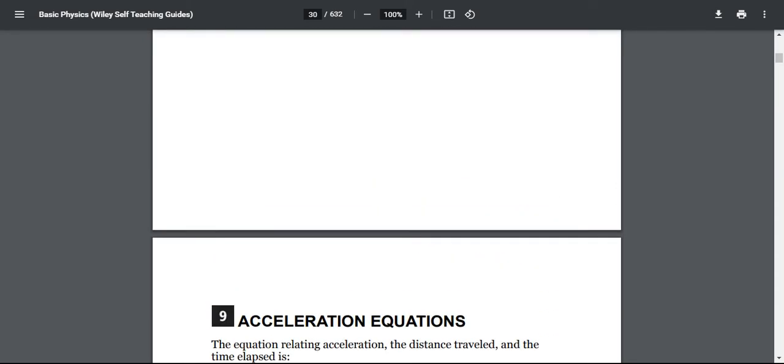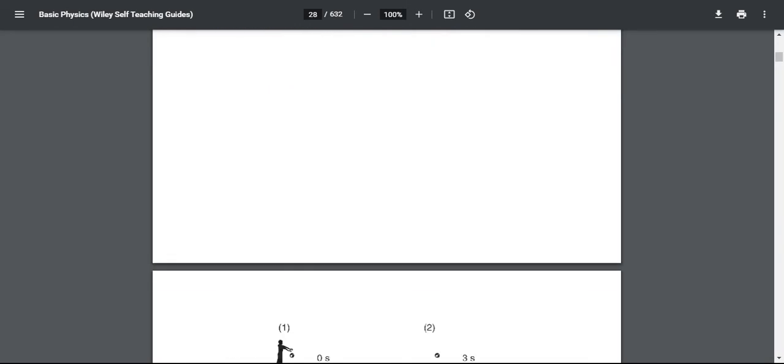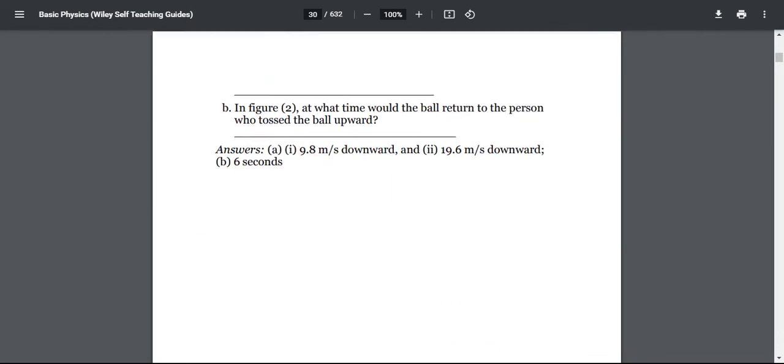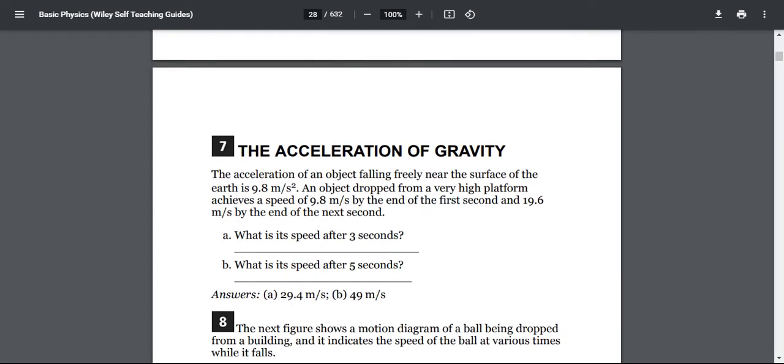So let's start with the acceleration of gravity, because if you want to learn the acceleration equation, you have to learn the acceleration of gravity first. I'm going to summarize a little bit here. When the ball falls downward, the acceleration is also downward. For each second that passes, the ball's speed increases by 9.8 m/s.